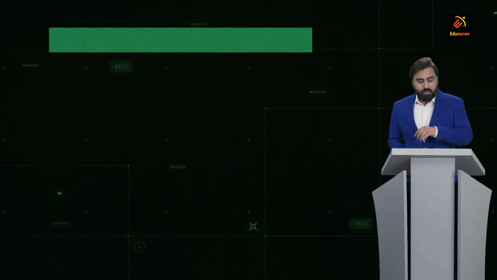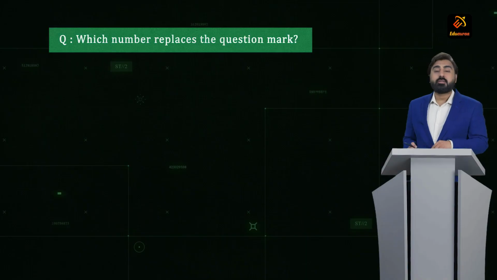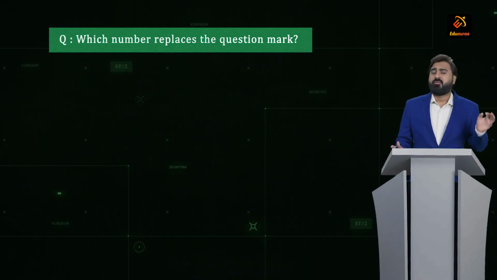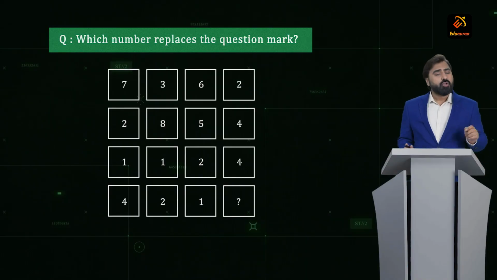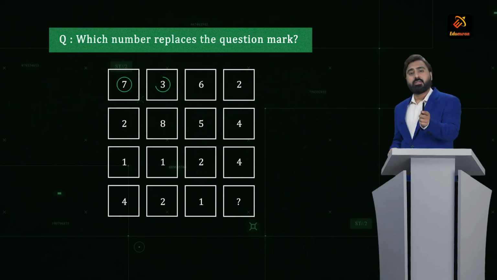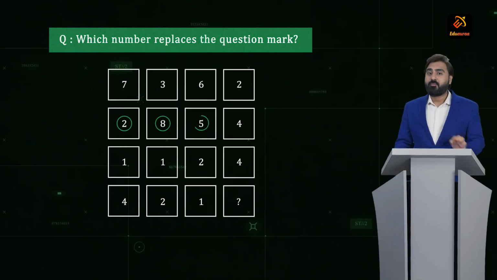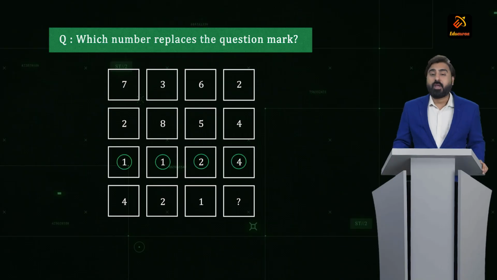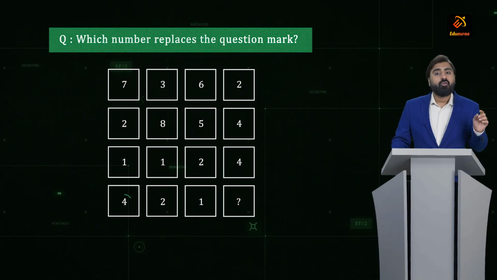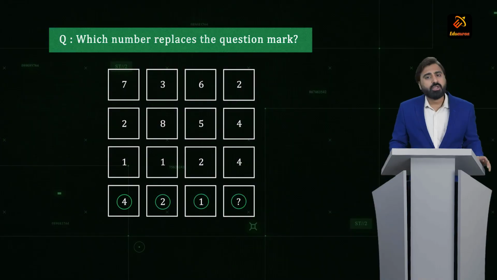Moving on to the next question, students. The next question is, which number replaces the question mark? Same thing, we have to find the missing number, students. So our first row has 7, 3, 6 and 2. Second row has 2, 8, 5 and 4. Third row has 1, 1, 2, 4. And fourth row has 4, 2, 1 and question mark.